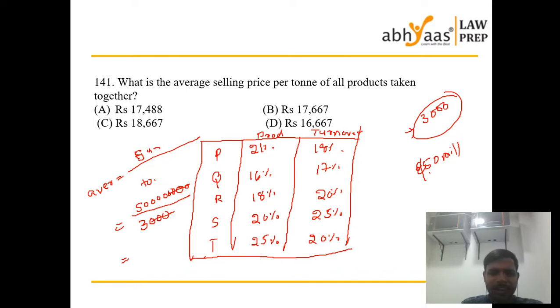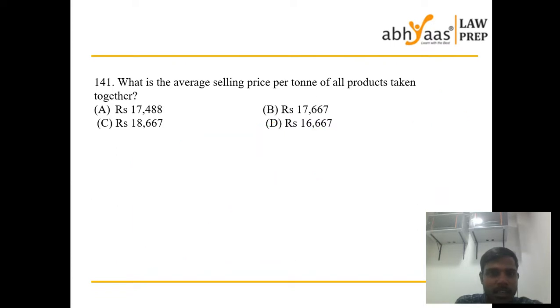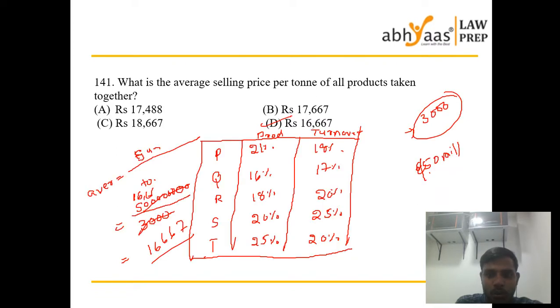50 million is nothing but 5 crores. 5 crores divided by 3,000: 3 ones are 3, 16 threes are 6, so 6.66 we will get. Approximately you can take it as 16667. So the average selling price per ton of all the products is 16667. So the table is not required for this. Next.